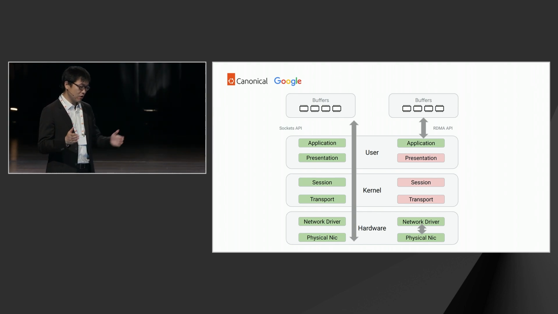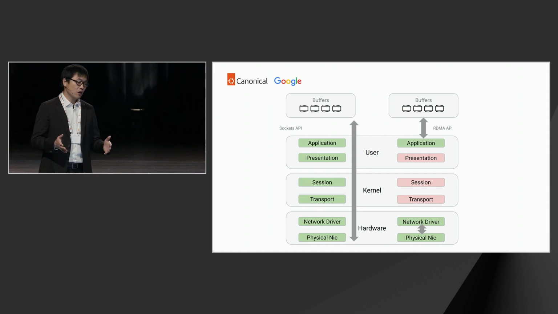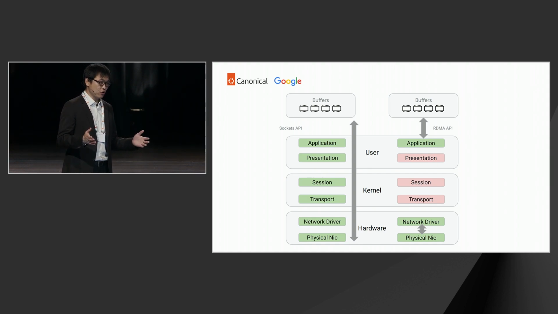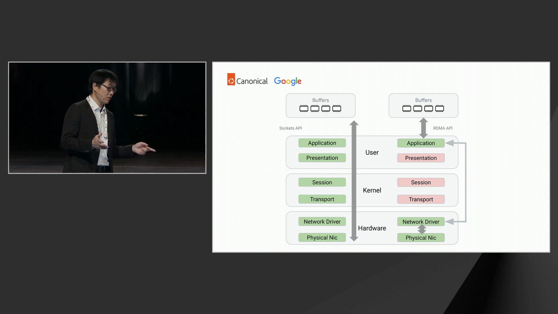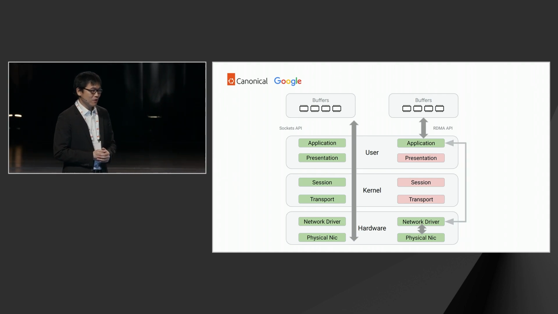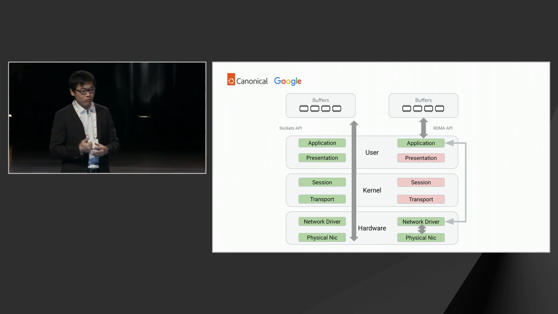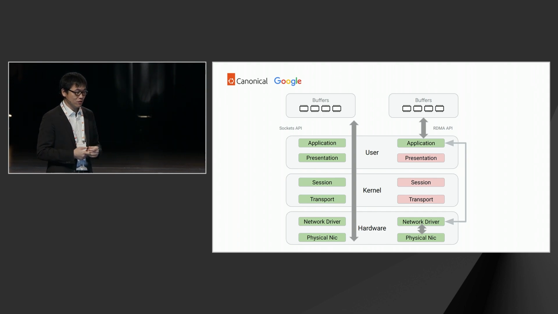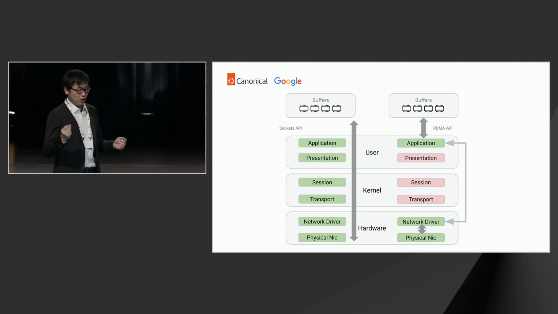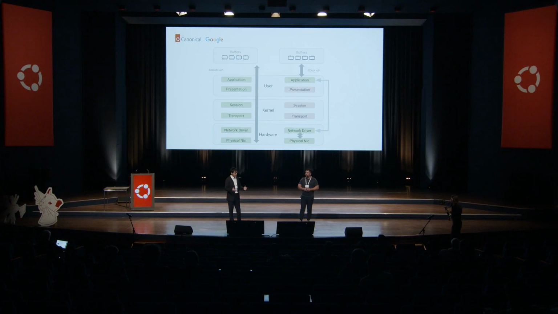But in the RDMA, on the right side, you can see that we just pass over the 3 layers. We don't get involved in the presentation, session, transport. So the application initiated the conversation, and then the network driver, the NIC card, just starts to communicate with the other card. So we dump the data from one host to another one. So this is quite the benefit we can get from the RDMA.